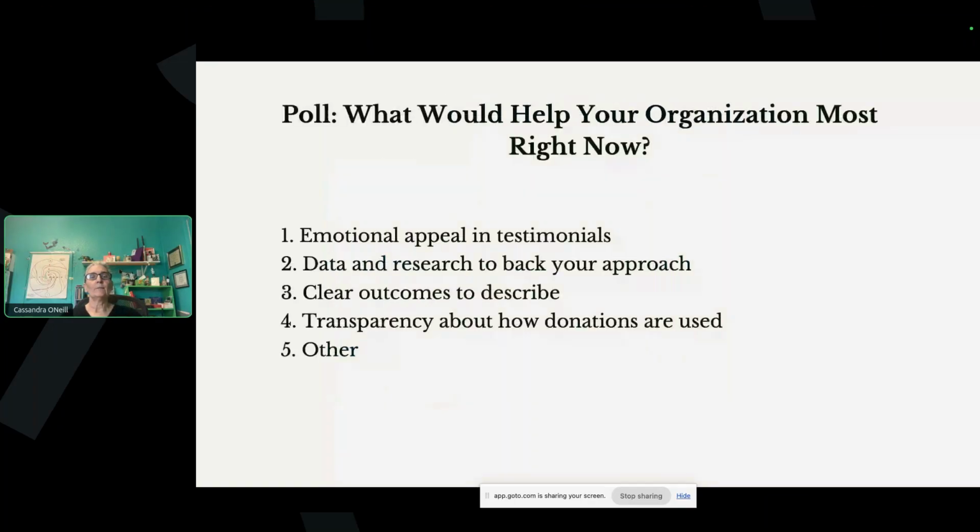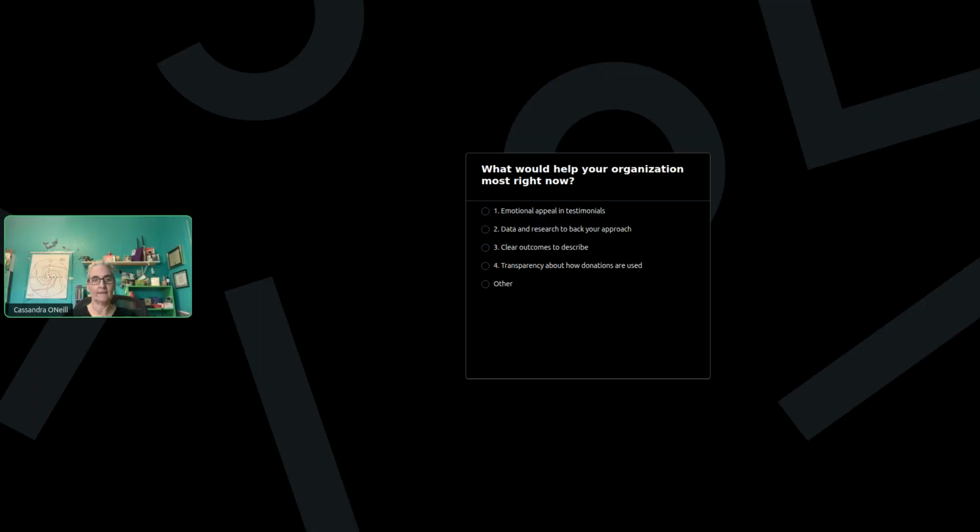So the last poll is looking at all of these. What would help your organization most right now? So you can't do all of them at once. If you're going to pick the one or two that are most important, which ones do you think would be the biggest return on your investment for putting in this effort?